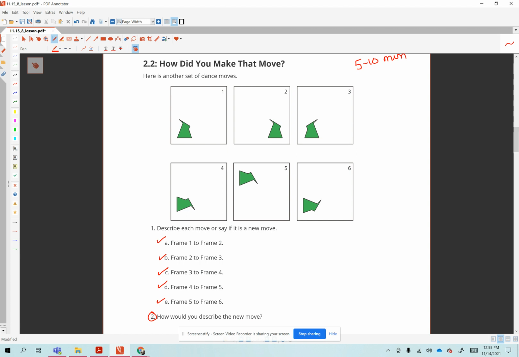Okay, hopefully you spent some time thinking about that, perhaps talking with your neighbor. It's a good thing to do. So when we move from frame 1 to frame 2, here's frame 1, here's frame 2. We have a shift to the right.